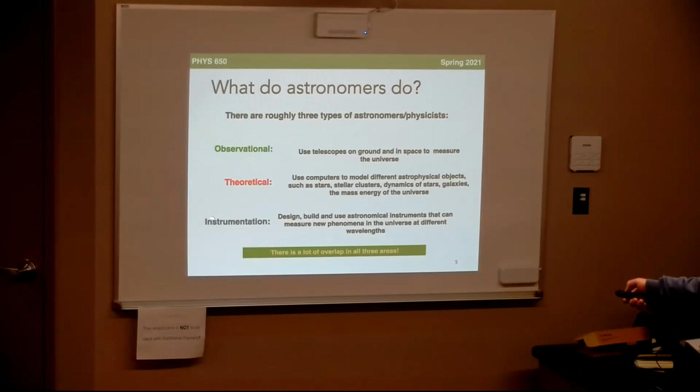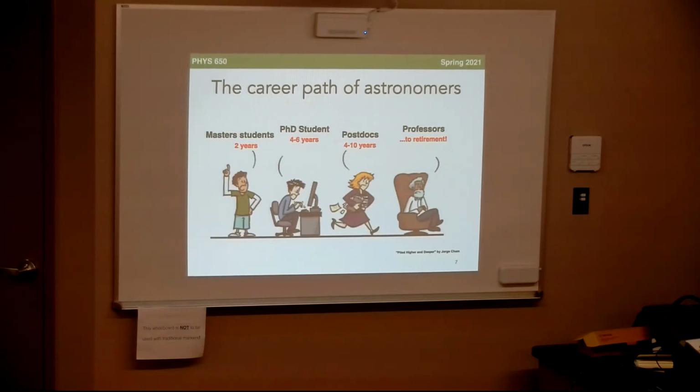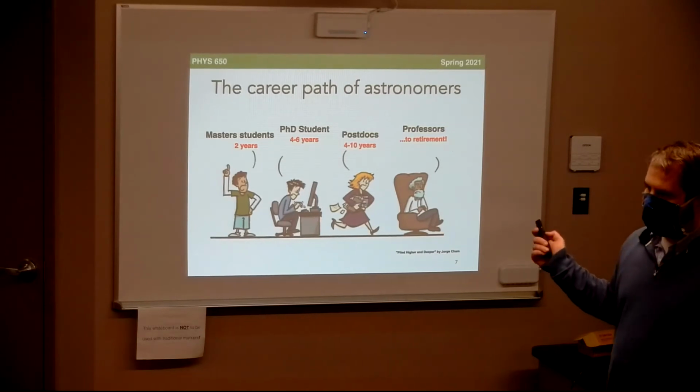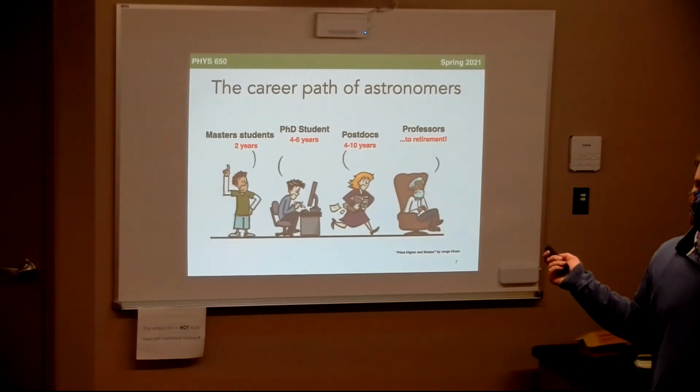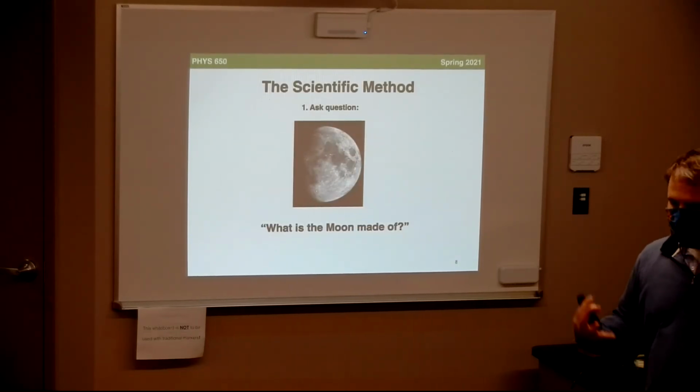A lot of people are observational and instrumentation, because as soon as you fix the widget or build the widget, you're going to duct tape it to your telescope and try it out. And then you're an observational astronomer. So the how-tos are how to carry out the research, what kind of researcher does, and how to present your results to others. This is sort of the career path. Master's is what you're at, 2 years, a few years of PhD, postdocing, and then I do this until I'm retired. This is from PhD Comics, and if you haven't seen this before, this will get you through your PhD, trust me.